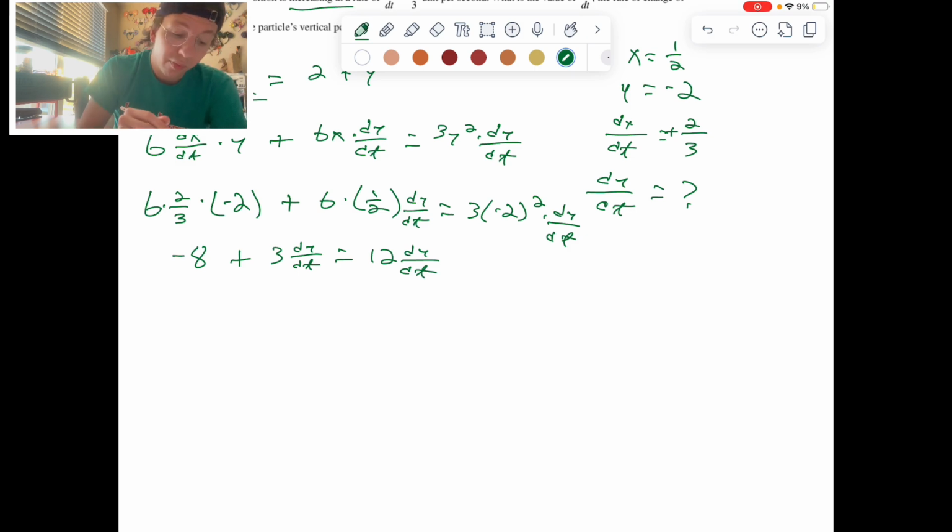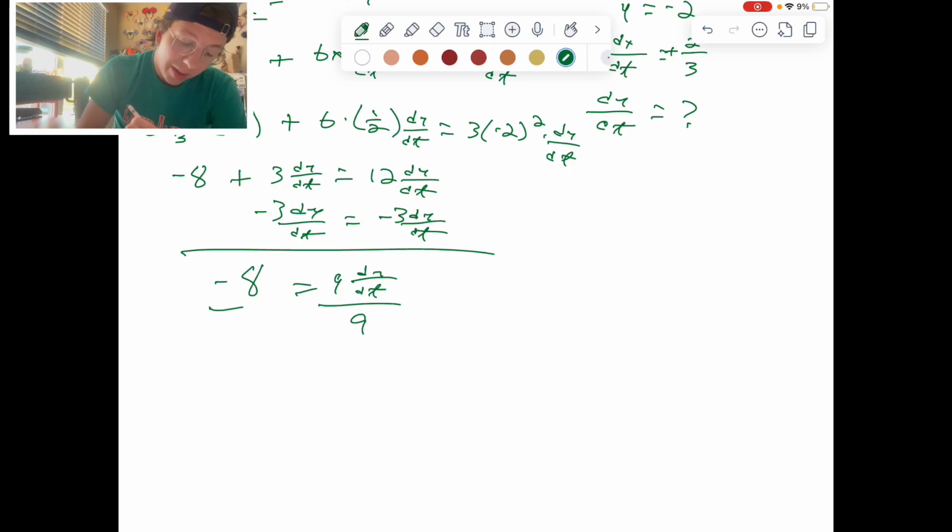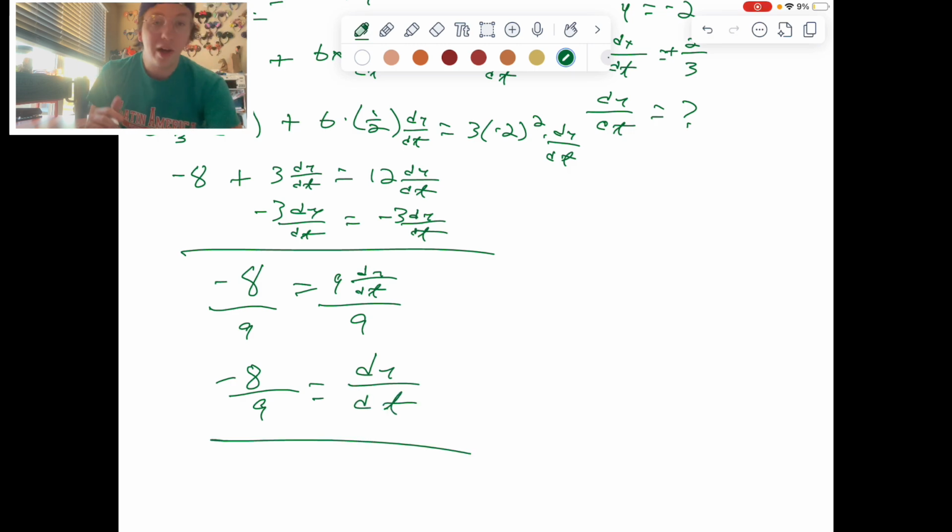Let's subtract that, get all the dy dt's to one side. Let's move it to the right. So that would be -3 dy over dt. So then we get -8 is equal to 9 dy over dt. We're trying to find dy over dt, so we're going to divide both sides by 9. Therefore, we have -8 over 9 is equal to dy over dt. And that is what we are trying to find. All right, and just like that, we just answered those 4 parts to this question number 6.